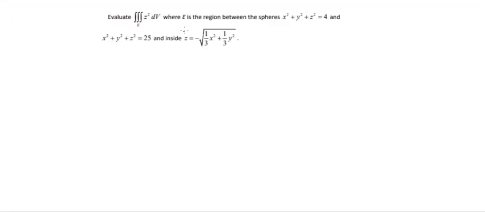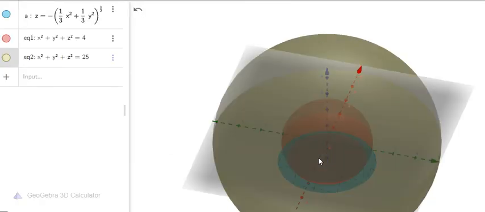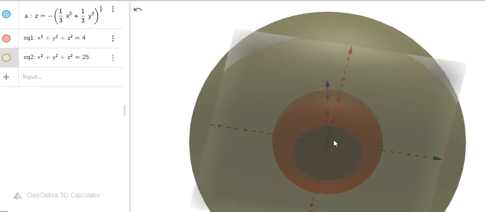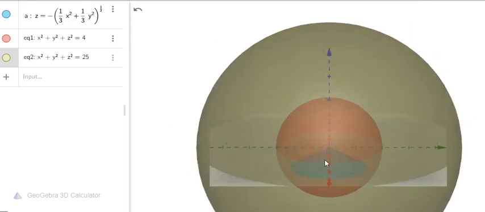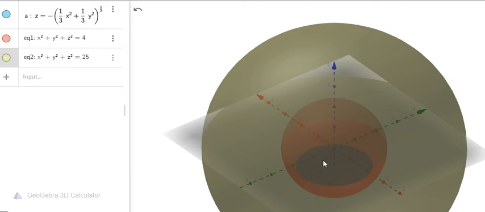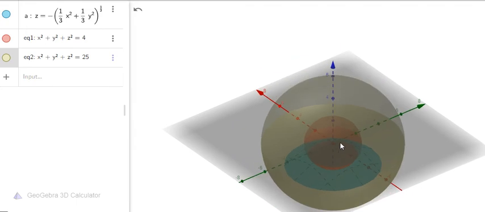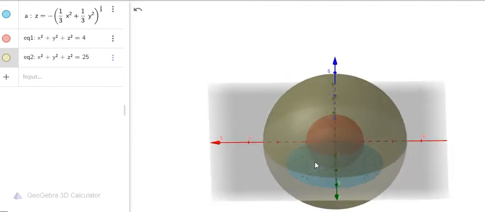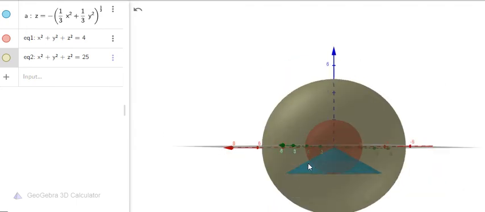The question wants us to find the region between the spheres, inside of this cone. If we look carefully inside of this one, that is the cone in here. And we know that it is between two spheres, that is this area in here. If we zoom out a little bit, the cone goes outside the small sphere and inside the big sphere in here. So this is the area we need to concentrate on.